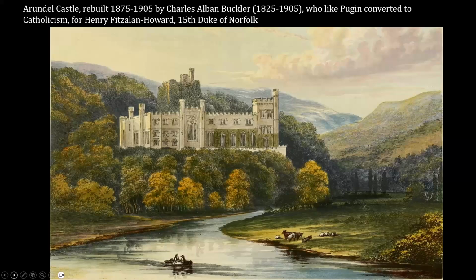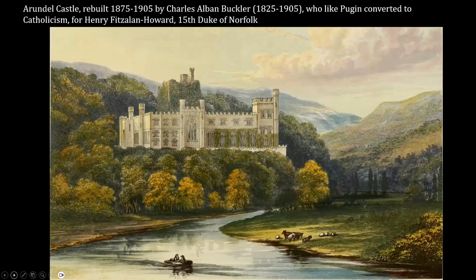Interestingly, Charles Buckler, who is the architect employed by Henry Fitzalan-Howard, is another convert to Roman Catholicism, as was the architect of the chapel at Arundel, Charles Aloysius Hansom. Here is Arundel Castle as it looks before it is completely reconfigured between 1875 and 1905.